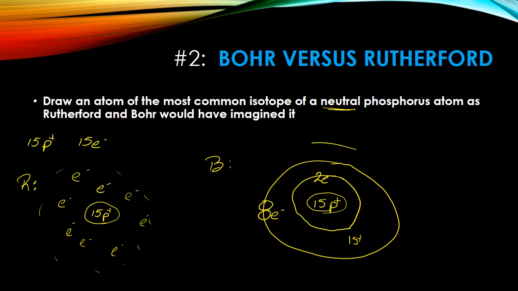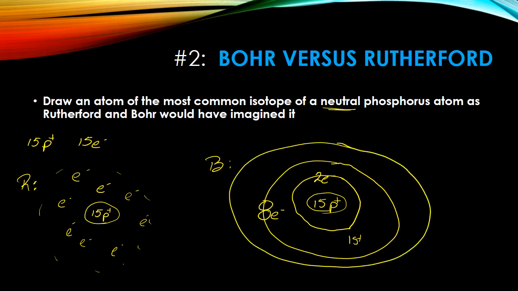Then we have a third energy level. How many electrons? 18. But we don't need 18 because 8 plus 2 is 10. I only need 5 electrons here. There, now we have 15 electrons: 2 in the first energy level, 8 in the second, and 5 in the third. That's 15 electrons. And they're orbiting. Yeah, Bohr said electrons orbit.